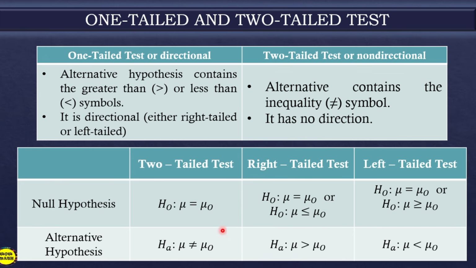Okay, so ito yung mga symbol na gagamitin natin. Kapag two-tailed test, sa null hypothesis, equal. And then sa alternative hypothesis, not equal. Kapag right-tailed test, sa null hypothesis, less than or equal ang gagamitin, pero sa alternative hypothesis, greater than. Okay? Next, pag left-tailed test, ang gagamitin natin ay greater than or equal sa null hypothesis, pero sa alternative hypothesis natin, less than.